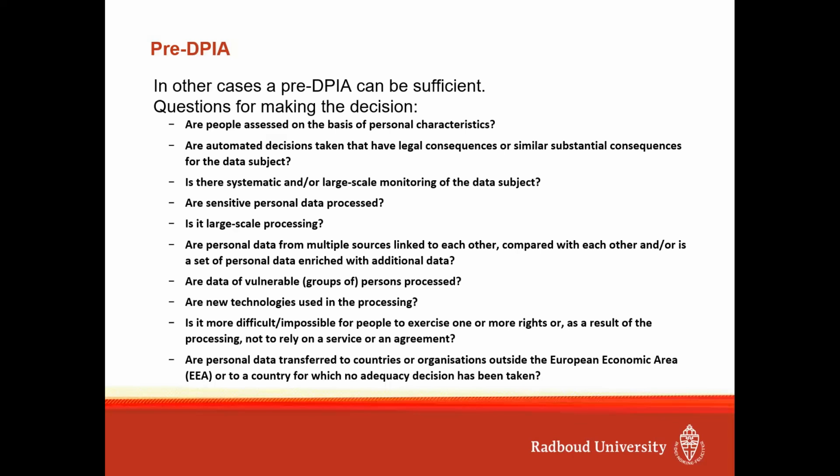Is it more difficult or impossible for people to exercise one or more of their rights, or as a result of the processing to rely on a service or agreement? Is personal data transferred to countries or organizations outside the European Economic Area, or to a country for which no adequacy decision has been taken? The idea is if the answer to one of these questions is yes, then a data protection impact assessment is a wise follow-up. And of course, it depends a bit on which of the questions is answered positively how deep that should go.